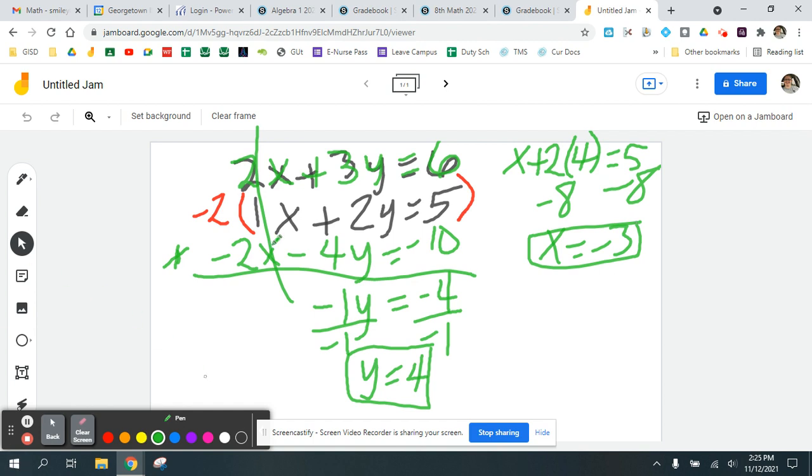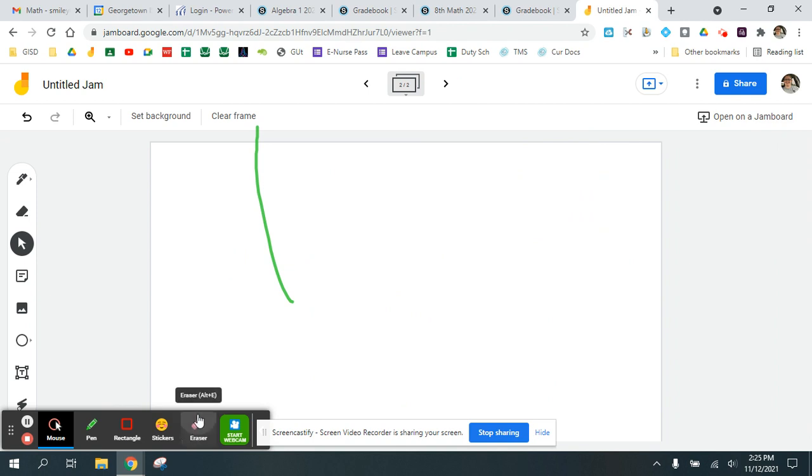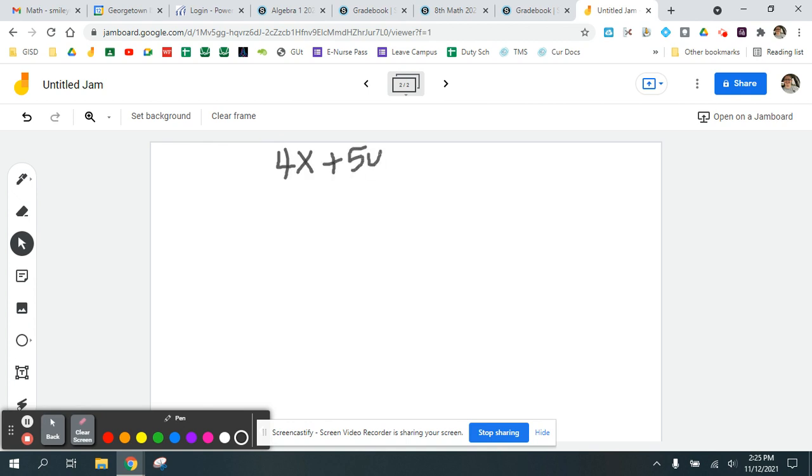So let me show you an example of where we would multiply both. And let me erase that because that shouldn't be there. Okay. Let me change my color. If we had 4x plus 5y equals 6 and 6x minus 7y equals negative 20.